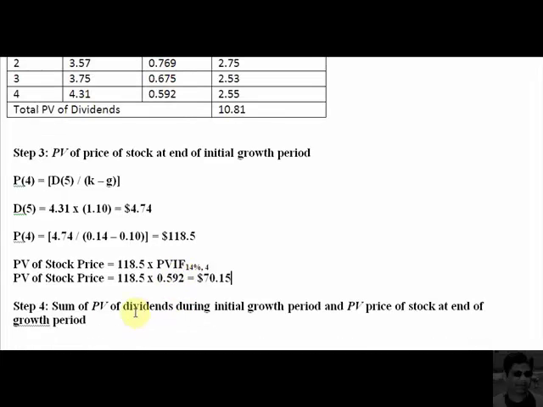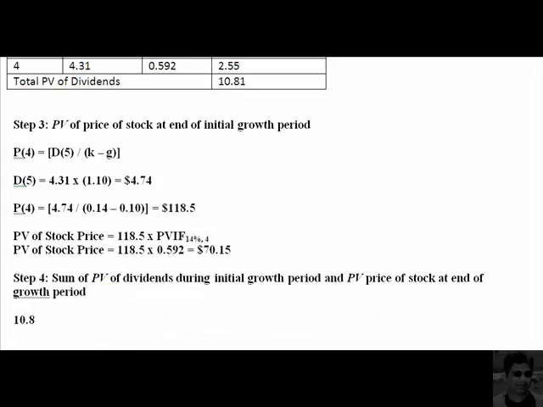Now, step number 4 is very simple. We have to add 2 things. Which 2 things? The present value of dividends during the initial growth period, which is this, and the present value of price at the end of the growth period, which is this. So let us just write it here quickly: $10.81, which is coming from here, plus $70.15, which is coming from here, and let us add them together to get $80.96. That becomes your P0. So let's just write here P0, P0 is equal to this. Let me put it in subscript here. So this becomes your P0, $80.96.